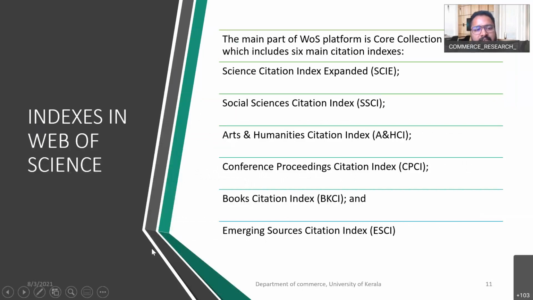So these are the indices in Web of Science: Science Citation Index Expanded, Social Science Citation Index, Arts and Humanities Citation Index, Conference Proceedings Citation Index, Book Citation Index, Emerging Sources Citation Index. You can subscribe to all these indexes, or you can subscribe individually. The subscription rate will be lower if you subscribe individually. If you are from a social science discipline, such as commerce and management, the Social Science Citation Index and Arts and Humanities Citation Index will be helpful. Some universities, like our university, purchased the entire Web of Science index, so it consists of all these indexes.